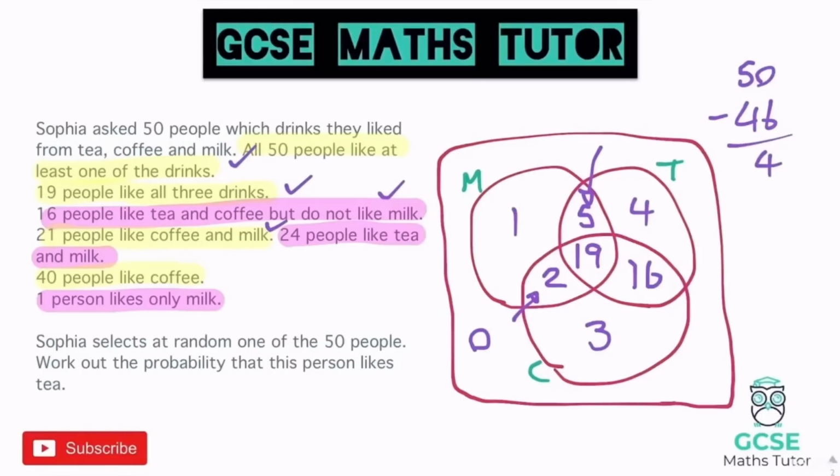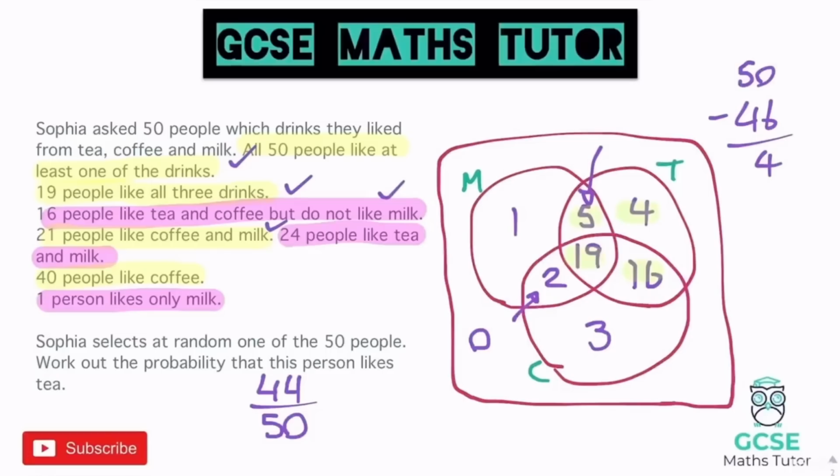Now it says, Sophia selects at random one of the 50 people, work out the probability that this person likes tea. Well, it doesn't say just likes tea, it says the probability that they like tea. So we've got a few of the numbers here that we can consider: the 4, the 5, the 19 and the 16. 19 plus 16 plus 5 plus 4 gives us a total of 44 people that like tea. So it's 44 out of 50.